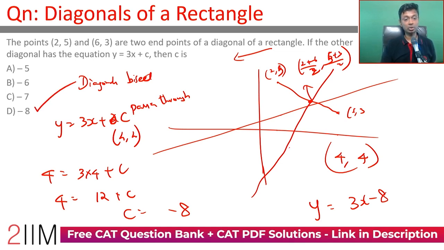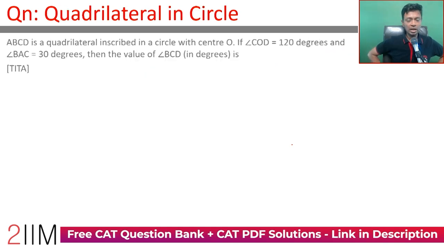It's a wonderful question. We are effectively using the idea that the diagonals of a rectangle bisect each other. That's all we need to do. That means this diagonal y equals 3x plus c passes through the midpoint of the diagonal 2, 5, 6, 3. Once you know that, you're through.